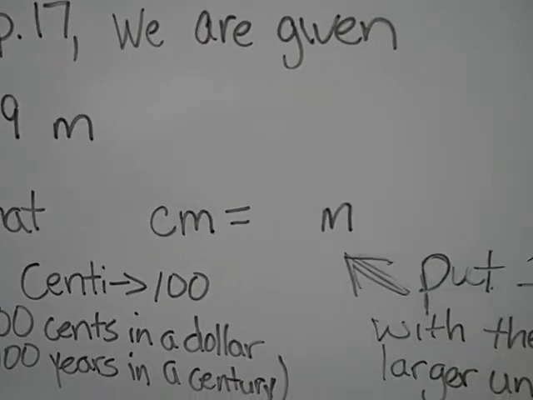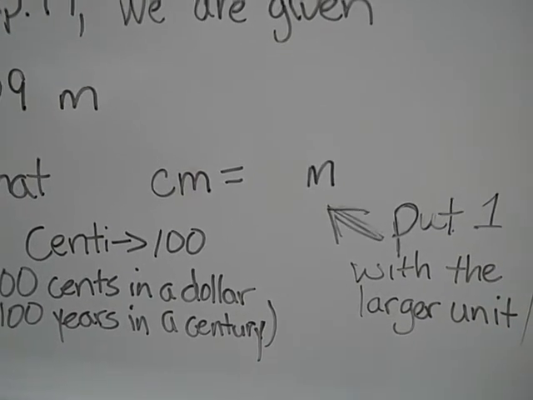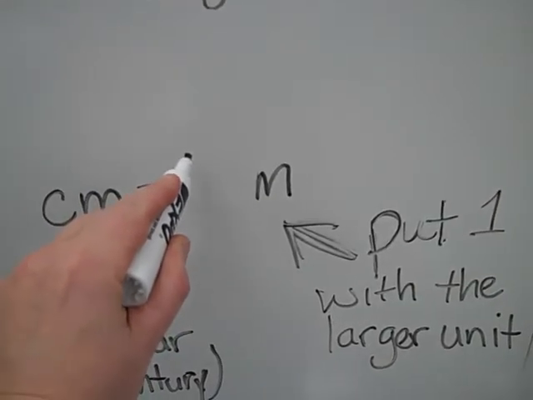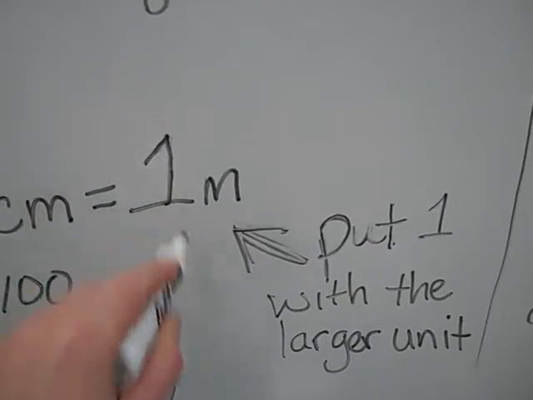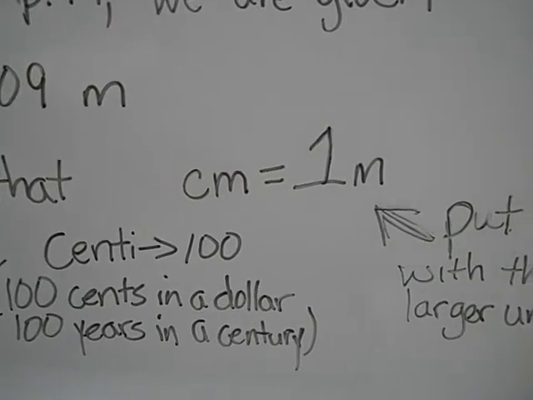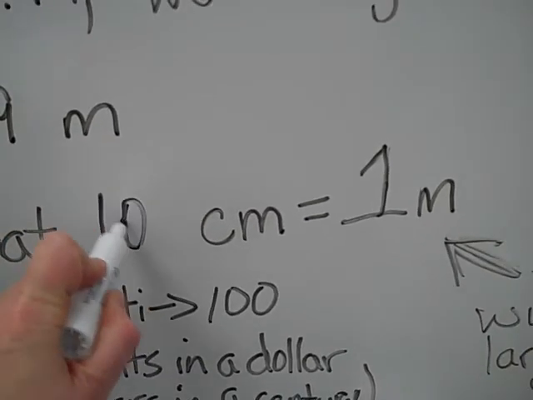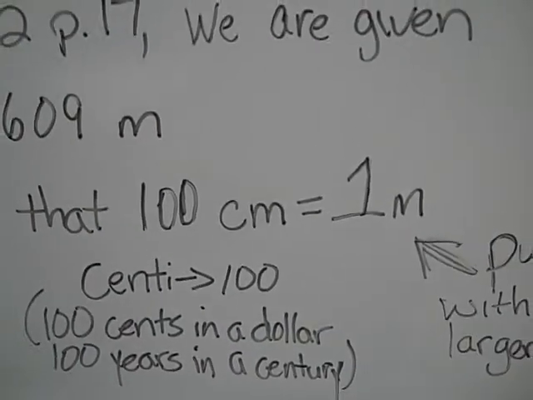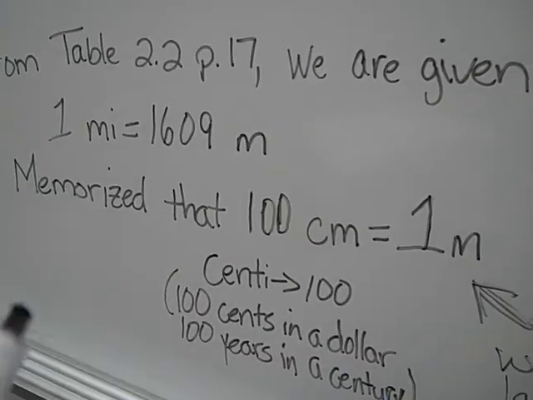The way I remember it is I ask myself which unit is larger. Meters is larger than centimeters, and I give it the 1. So I put the 1 beside whichever unit is larger. Now for centi, I think of 100 cents in a dollar, 100 years in a century, and so I can remember that the smaller unit gets the number greater than 1, and when it's centi for the prefix, it's 100. We have now two conversion factors.